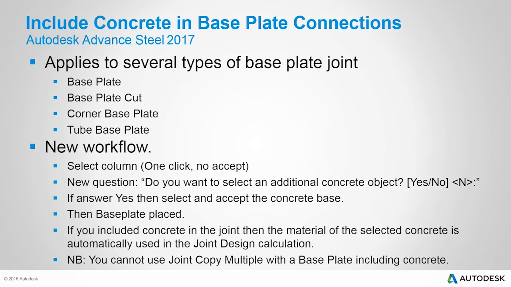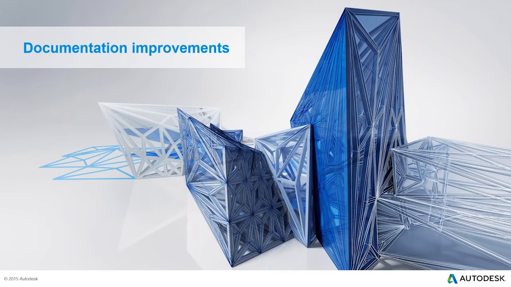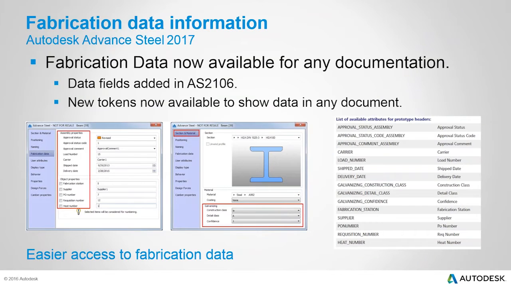Moving on then to general improvements in all the documentation. So in 2016, Autodesk added quite a few extra properties to all the parts, and they come under the heading of fabrication data. So you can see in the first image there were things like approval status, load number, carrier, fabrication station, heat number, and so on. And also on the material, once it's been numbered and got an assembly, you could set the more detailed properties for galvanizing. These properties could be set for the parts, but they couldn't be used anywhere until now.